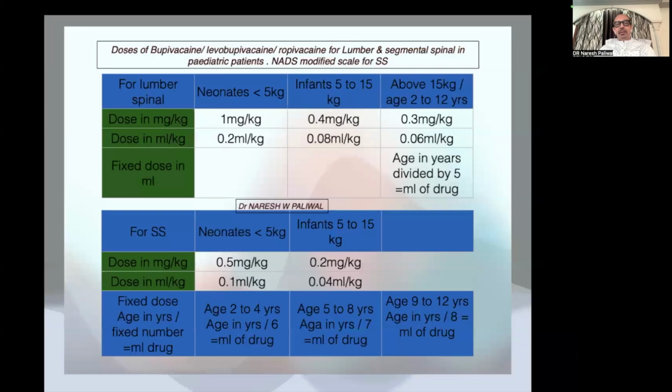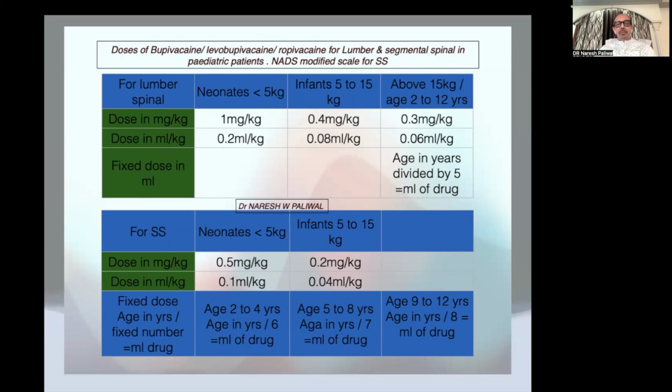In ml per kg, this is 0.2 ml per kg for neonates less than 5 kg. 5 to 15 kg, it is 0.08 ml per kg. And for children 2 to 12 years, above 15 kg, it is 0.06 ml per kg. And the fixed dose formula for lumbar spinal is age in years divided by 5, as I already told you.